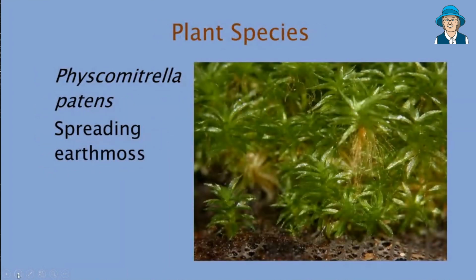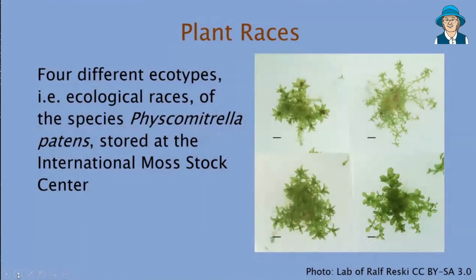Here is a plant species. You don't need to know this. It's just a little moss called spreading earth moss. And if you actually look up plant classification races, you will actually get some results. And this was one that I found with this description: four different ecotypes, in other words, variations related to the ecology, i.e., the ecological races of this species, stored in the International Moss Stock Centre. Well, you might not know about that place, but notice that they do actually use the word race. Now, if you do look this up, you'll find that picture on Wikipedia, and you think, oh, well, that's just Wikipedia.